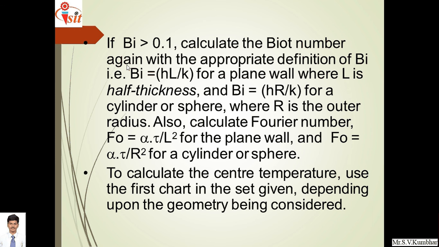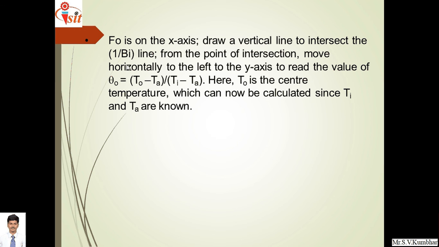To calculate the center temperature, use the first chart in the set, depending upon the geometry being considered, whether it is a plane wall, a cylinder, or a sphere. So calculate the center temperature using the first chart. The Fourier number is on the x-axis. Draw a vertical line to intersect the 1 upon Biot number line. From the point of intersection, move horizontally to the left to the y-axis to read the value of theta naught, T0 minus Ta upon Ti minus Ta. Here T0 is the center temperature, which can now be calculated since Ti and Ta are known to us.